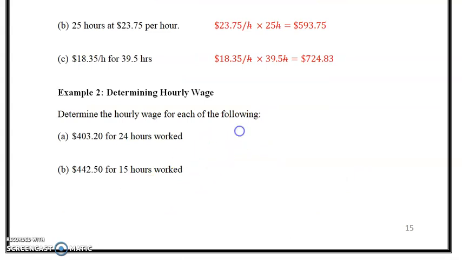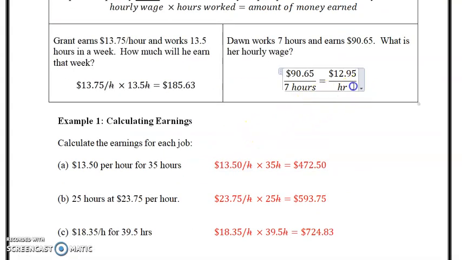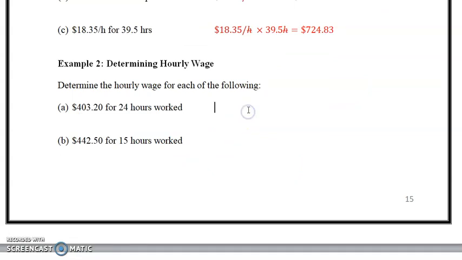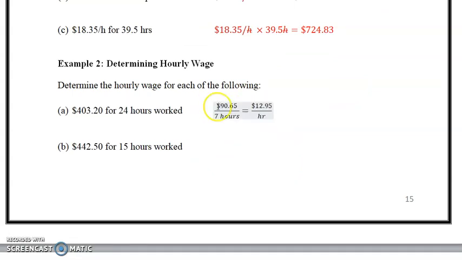Now we're going to do the next example. We're going to determine the hourly wage. This one is like the second example we had here, so I'm going to steal that for a second. So it is $403.20 for 24 hours worked. So I take 403.2, divide it by 24, and I get 16.8, but remember to add the 0 for money, so it's $16.80 per hour.